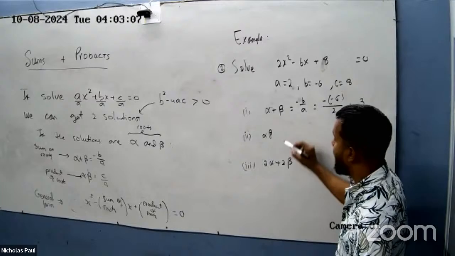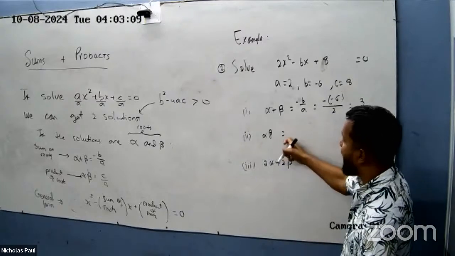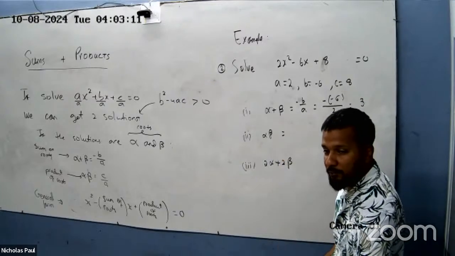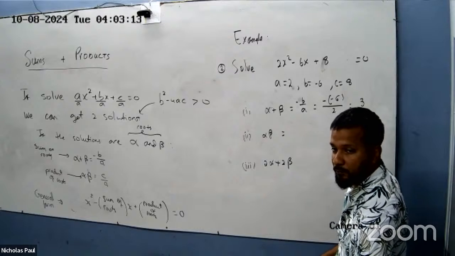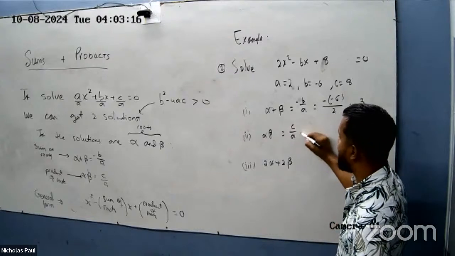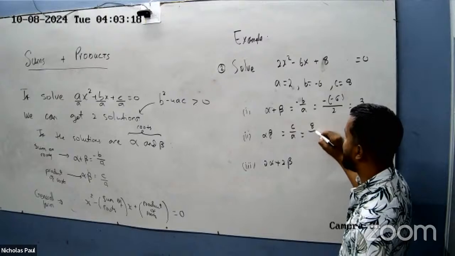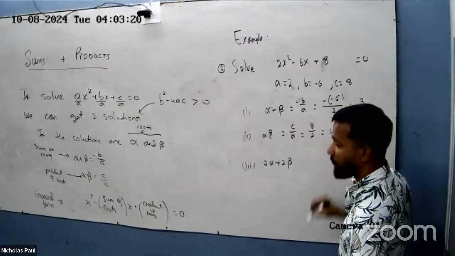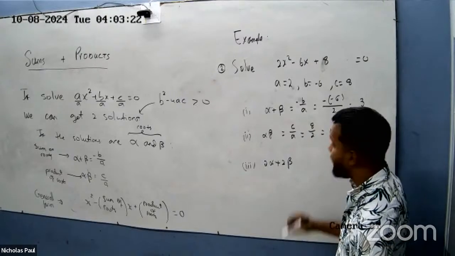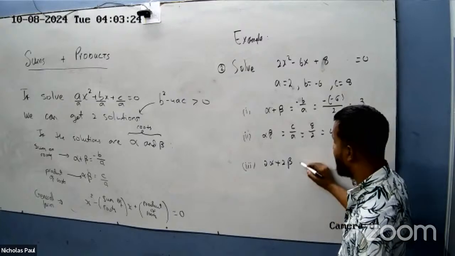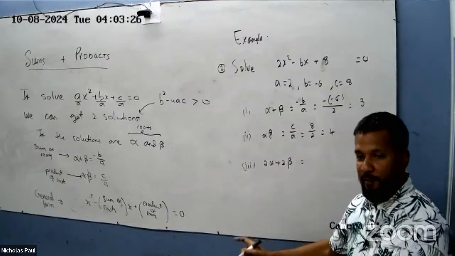Yeah. Next, Nathan, how to get alpha by beta? It's C over A. C is 8, A is 2. So the answer is 4. That's okay?